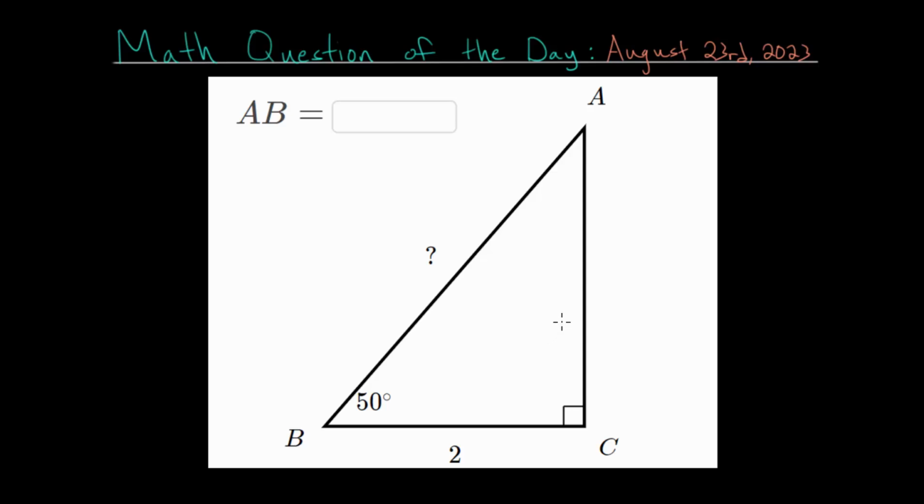At this point, go ahead and pause the video, see if you can work through this on your own. When you're ready, unpause the video and we can go through this together.